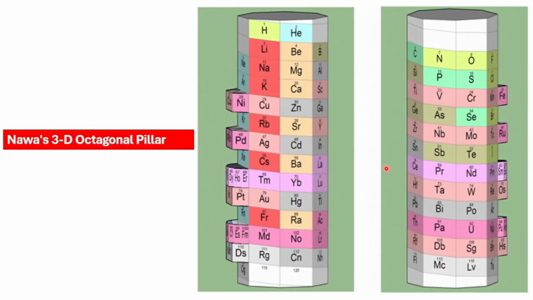Next one is Nava's 3D octagonal pillar. So this is kind of the same thing. You can see hydrogen, helium, lithium, beryllium, boron. Just like a pillar, you go around this pillar: lithium, beryllium, boron, then go to the back. You can see the back: carbon, nitrogen, oxygen, fluorine. Again, you go here. So a 3D octagonal pillar means that on top of a pillar, you are writing these elements in a swirl motion.